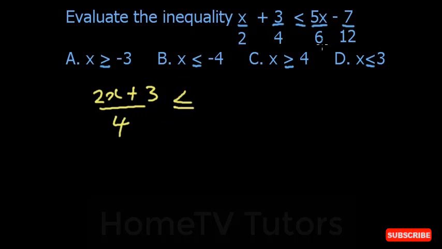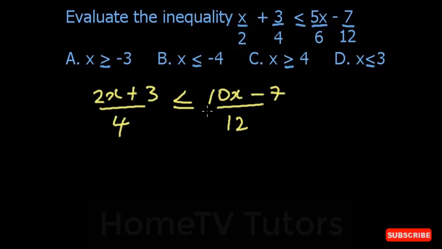We look for the LCM on the right hand side, the LCM of 6 and 12, which is 12. 12 divided by 6 is 2. 2 times 5 gives us 10x. Good. Minus, 12 divided by 12 gives us 1. 1 times 7, that is 7.